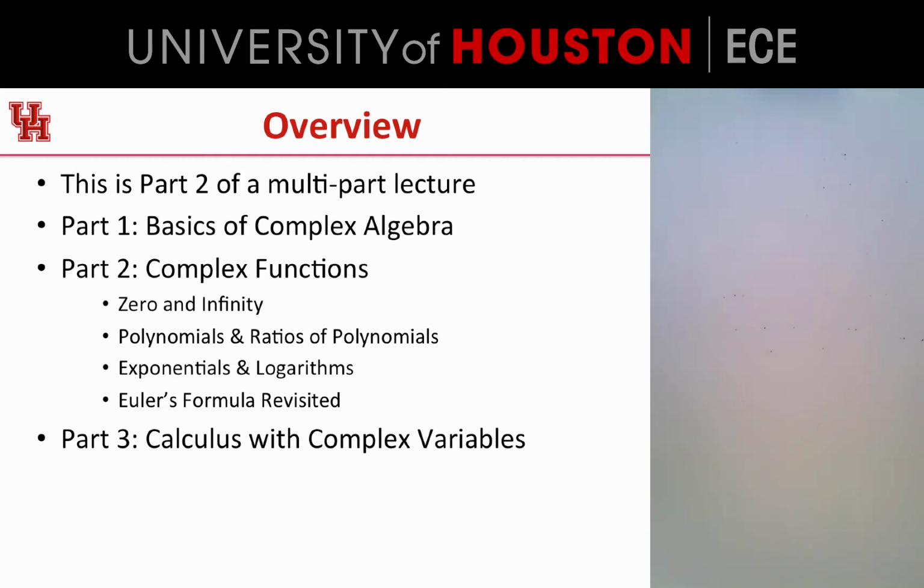The first part covered the basics of complex algebra, and in this part we're going to talk a little bit about complex functions. Now in part 3 we'll talk about how to do a little bit of calculus with complex variables. Now in this part we're going to introduce the notion of complex zero and complex infinity.